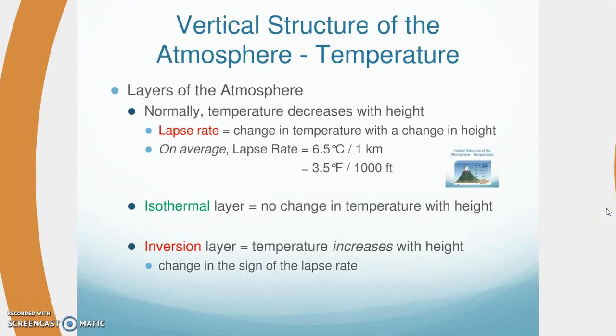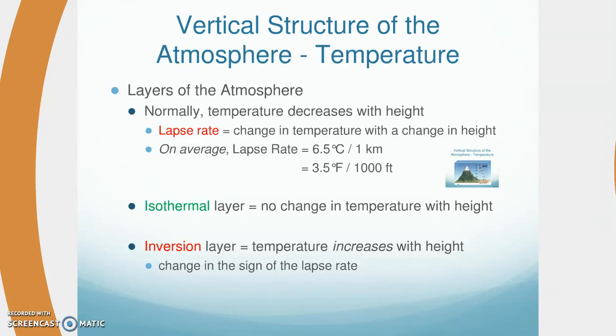That's what the atmosphere looks like on average. However, it's not always that way. There are variations. You can have what's called an isothermal layer. An isothermal layer is a layer of air where there is no change in temperature with height. In other words, you hop in your hot air balloon, you measure the temperature at 50 degrees Fahrenheit, you go up, it's still 50 degrees Fahrenheit, there is no change.